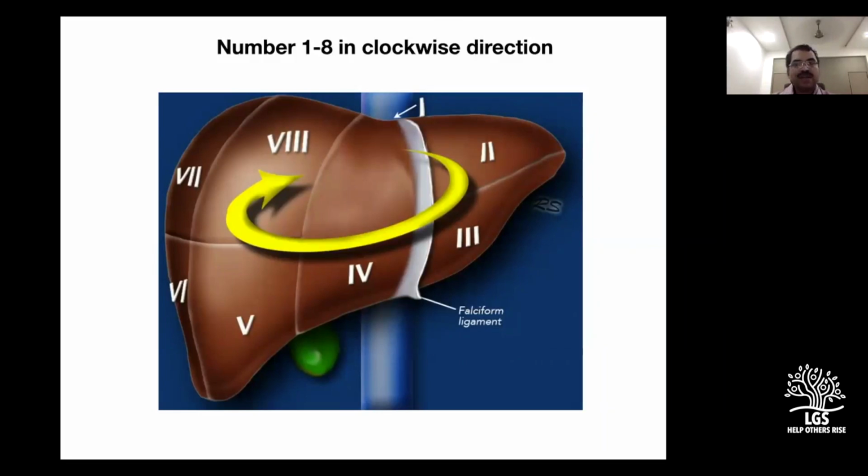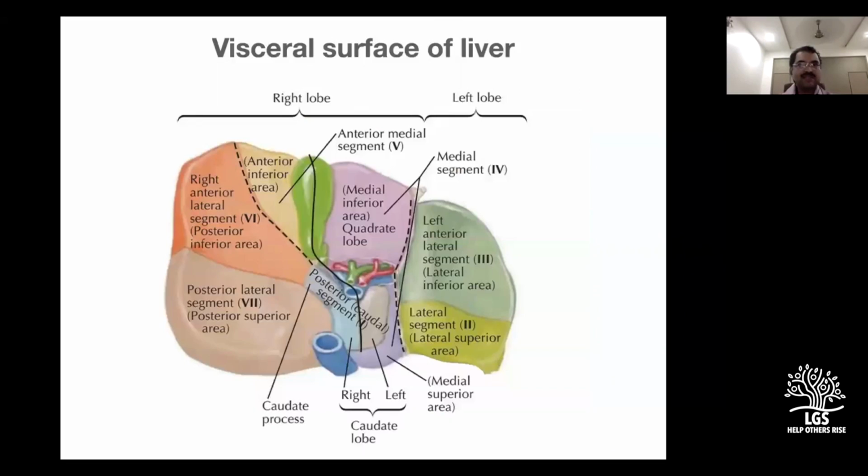So segment 1 is posterior, and segment 8 is the last segment described. It's numbered 1 to 8 in a clockwise direction. So this is the visceral surface of the liver. You can see segment 2 is lying in the lower part compared to segment 3. But the position of segments 2 and 3 changes.